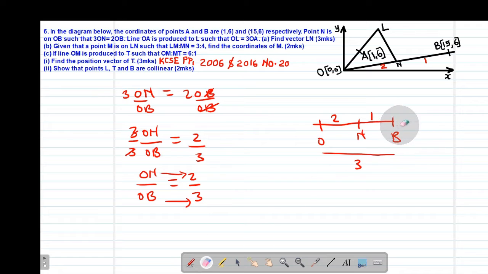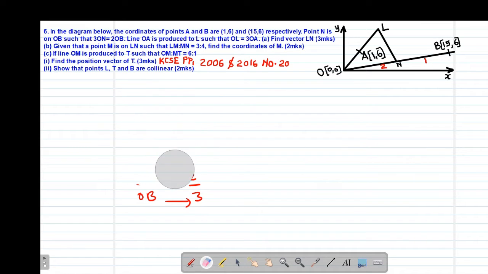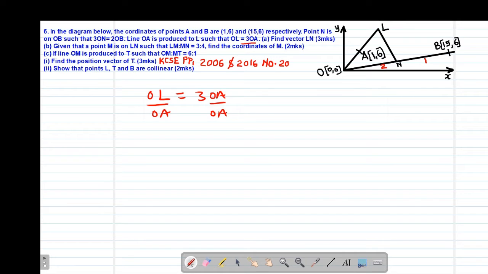Then we also interpret the other given ratios. We are also told that line OA is produced to L such that OL is equal to 3 OA. So if I divide through by OA, OA into OA one time, this will be OL to the ratio of OA will be equal to 3 times 1, I'll get 3, then of course divided by 1.